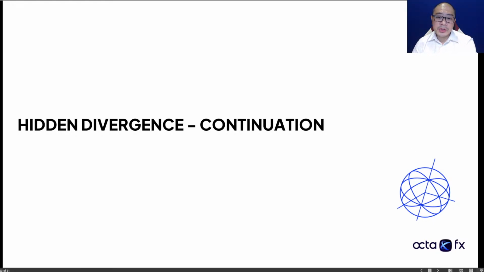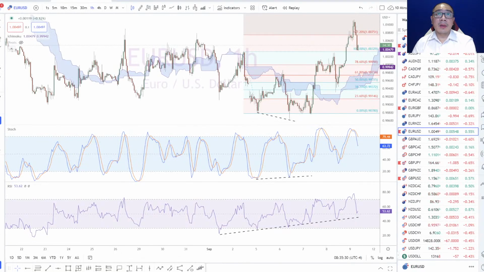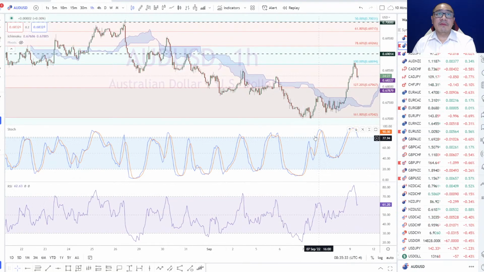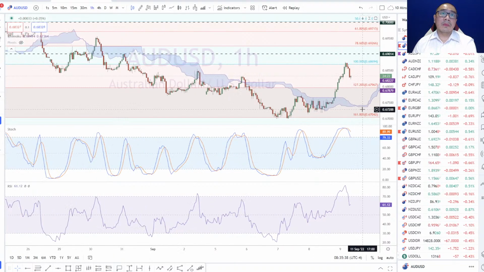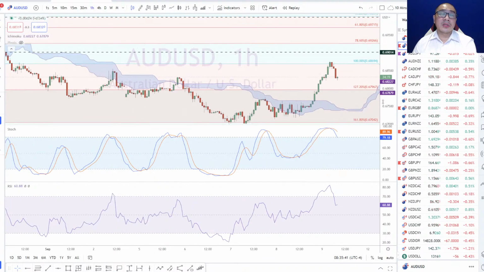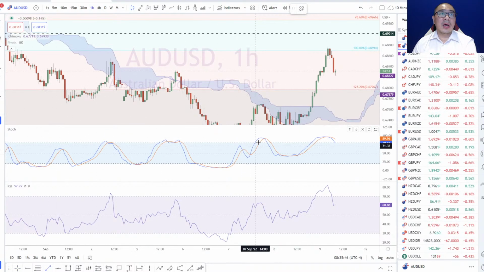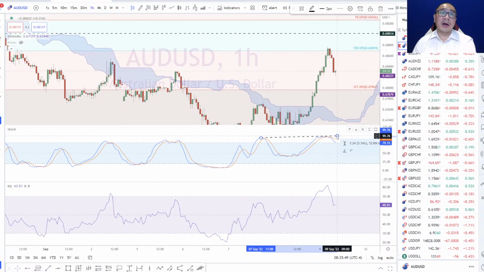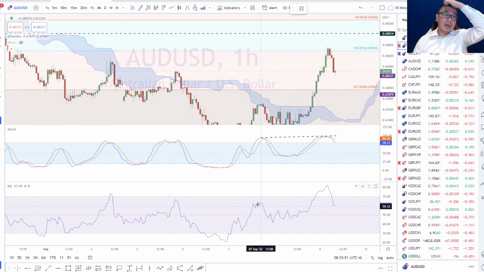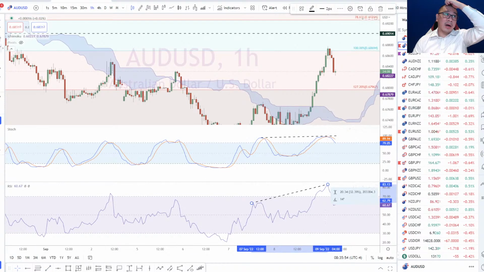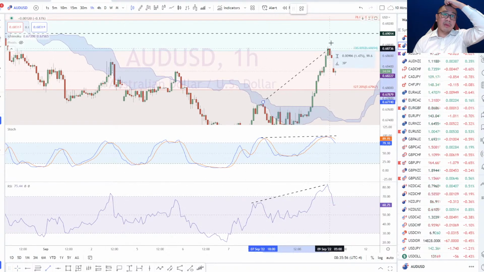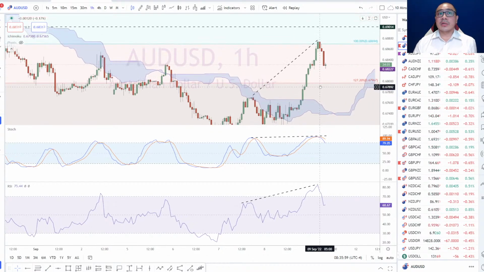AUD H1. Let me take a look at the Aussie USD on the hourly time frame. Do we have a divergence? We don't actually have a bearish divergence. If you take a look at the stochastics here, it actually creates a higher high, so that's still in line. The RSI does show a higher high, and that's still in line with what the hourly time frame is showing you. So there's actually no regular divergence on the Aussie USD on the hourly time frame at this moment.